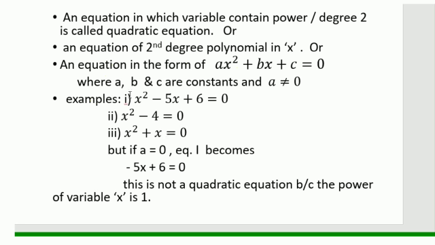So keep in mind, if we put the value of a equal to 0 in the first equation, it reduces to the linear form minus 5x plus 6 equal to 0. This is not a quadratic equation because the power of variable x is 1. If the power of the variable is 1, the equation becomes linear, not quadratic. So keep in mind, a quadratic equation must contain power 2.